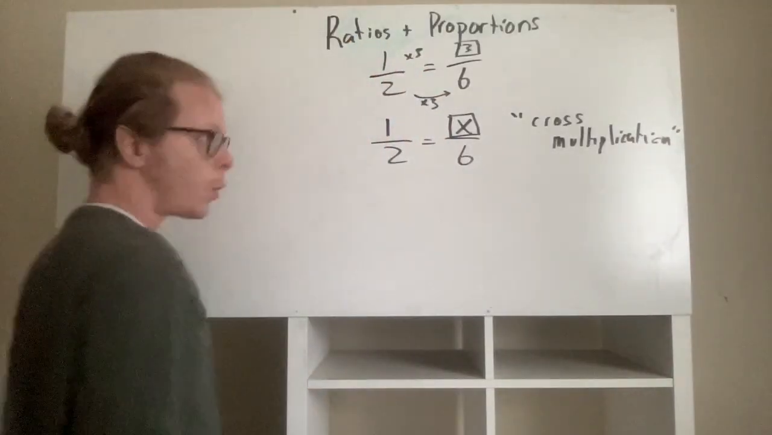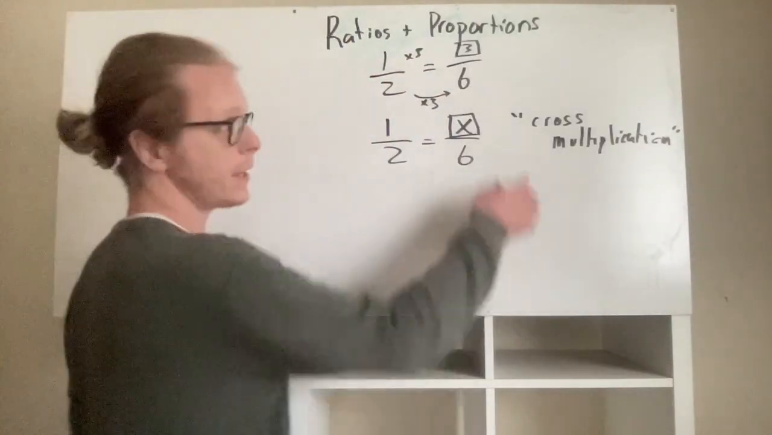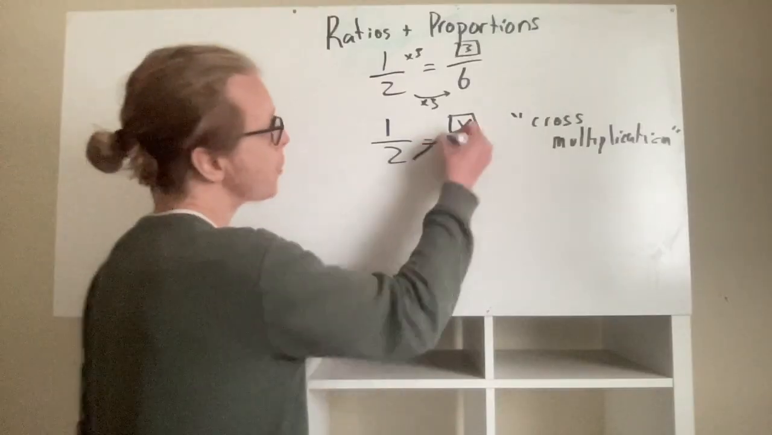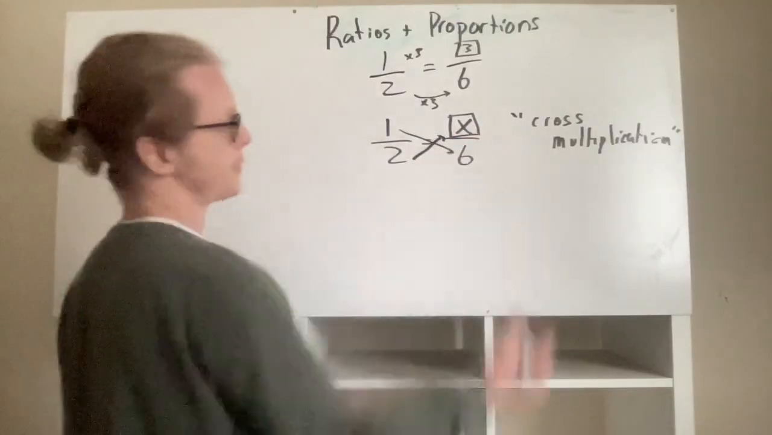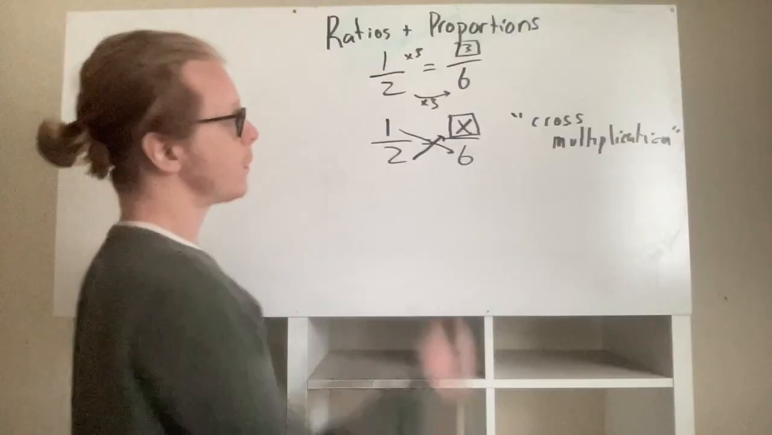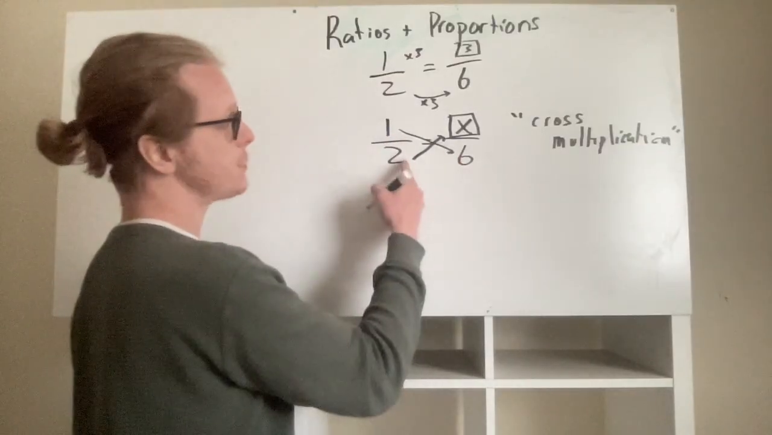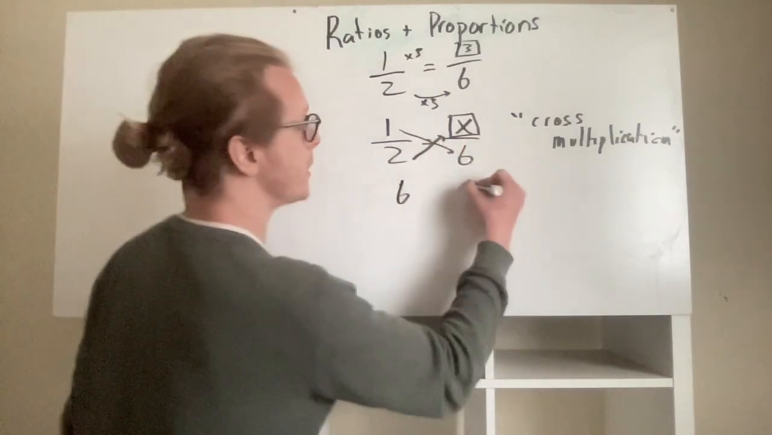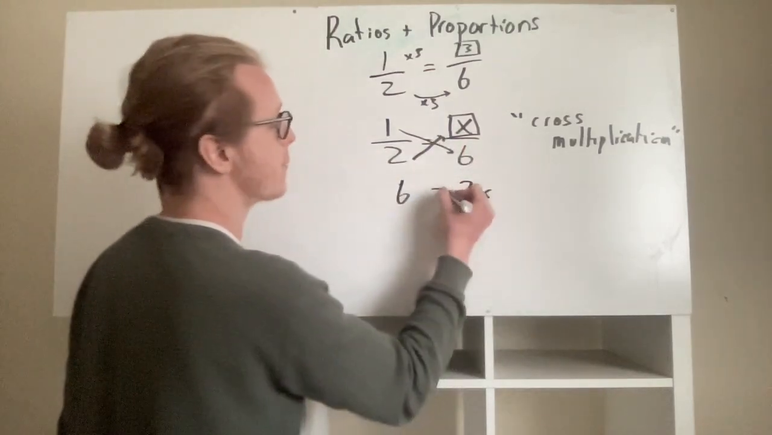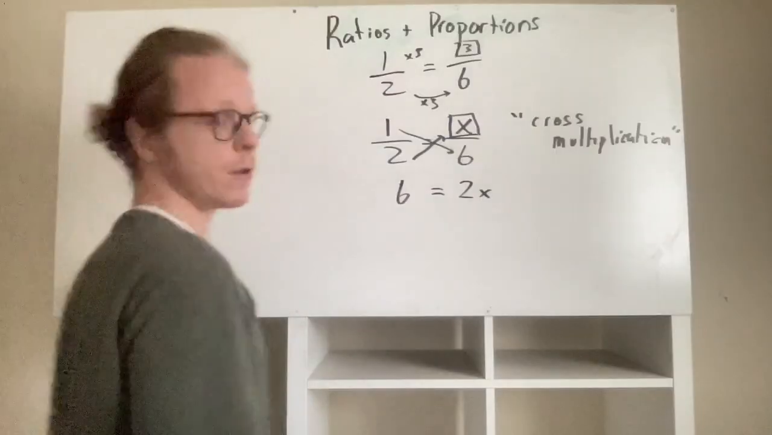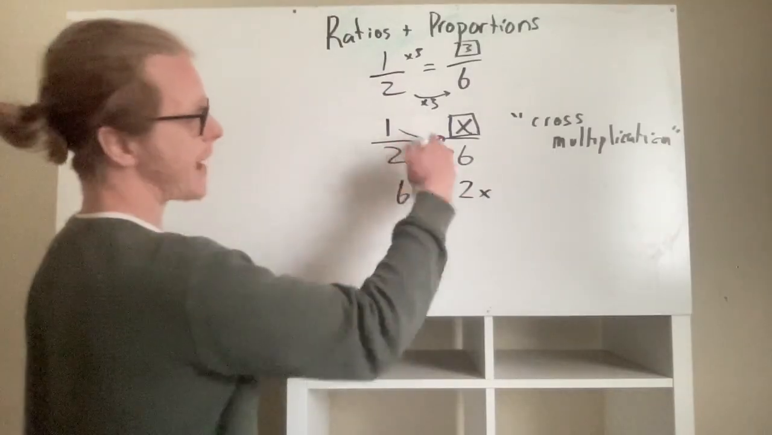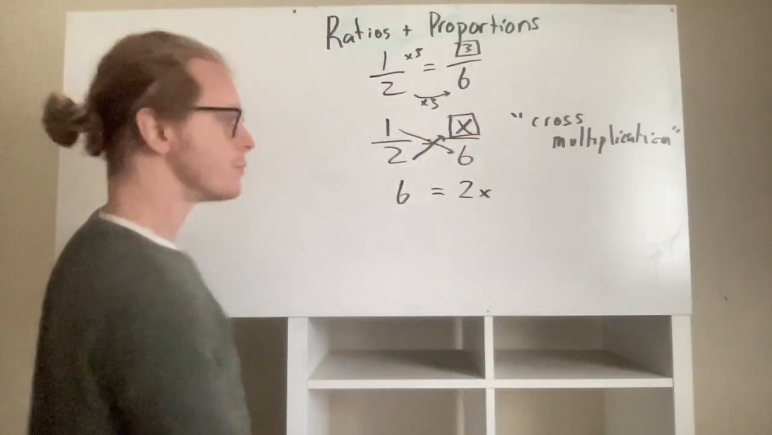So what does cross multiplication look like? Well, just like it sounds, we're going to multiply our diagonals. Okay, so 1 times 6 gives me 6, and 2 times x will give me 2x, and then we set them equal to each other. So we just multiplied our diagonals and put them equal to one another.